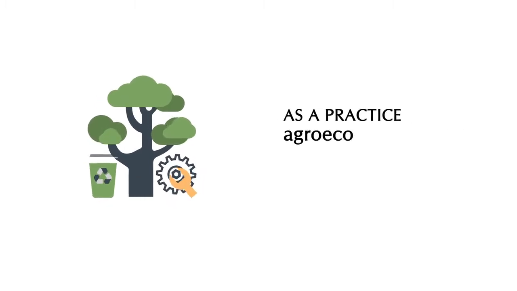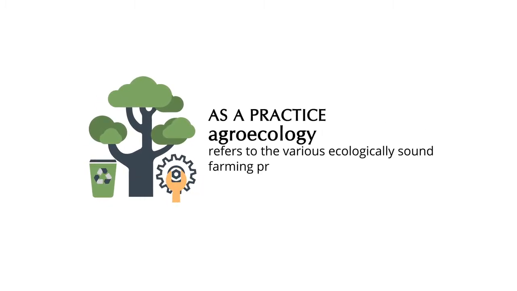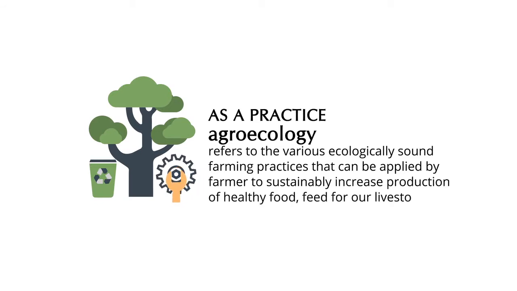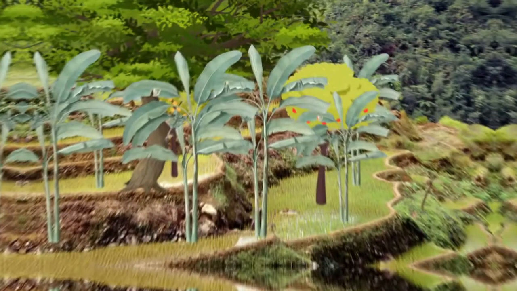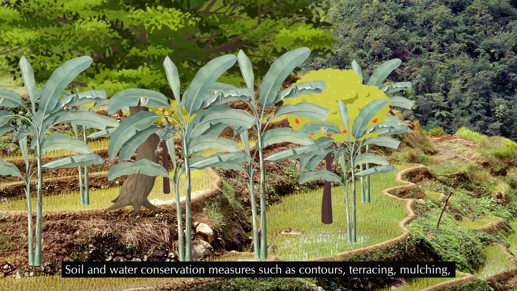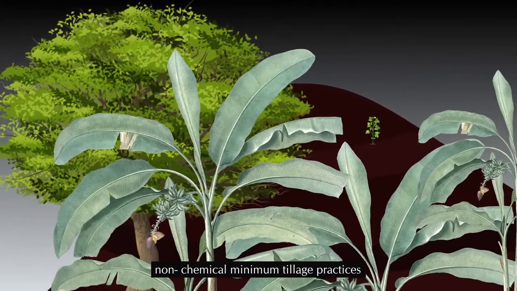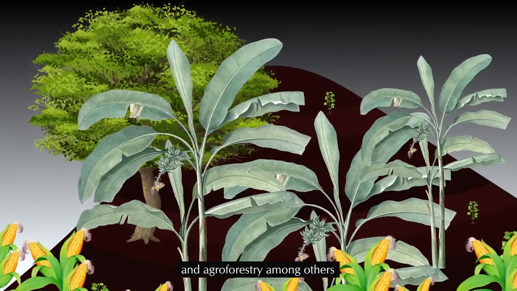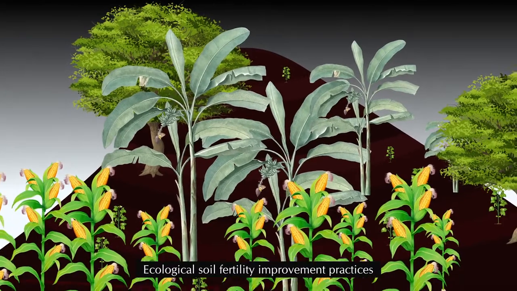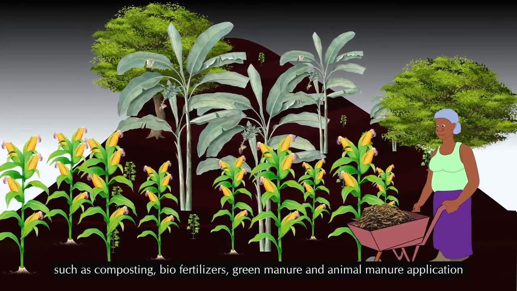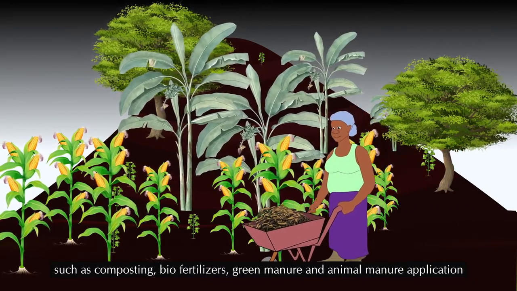As a practice, agroecology refers to the various ecologically sound farming practices that can be applied by farmers to sustainably increase production of healthy food, feed for our livestock, and fiber. Common examples of such practices include soil and water conservation measures such as contours, terracing, mulching, non-chemical minimum tillage practices, and agroforestry, among others. Ecological soil fertility improvement practices such as composting, biofertilizers, green manure, and animal manure application.